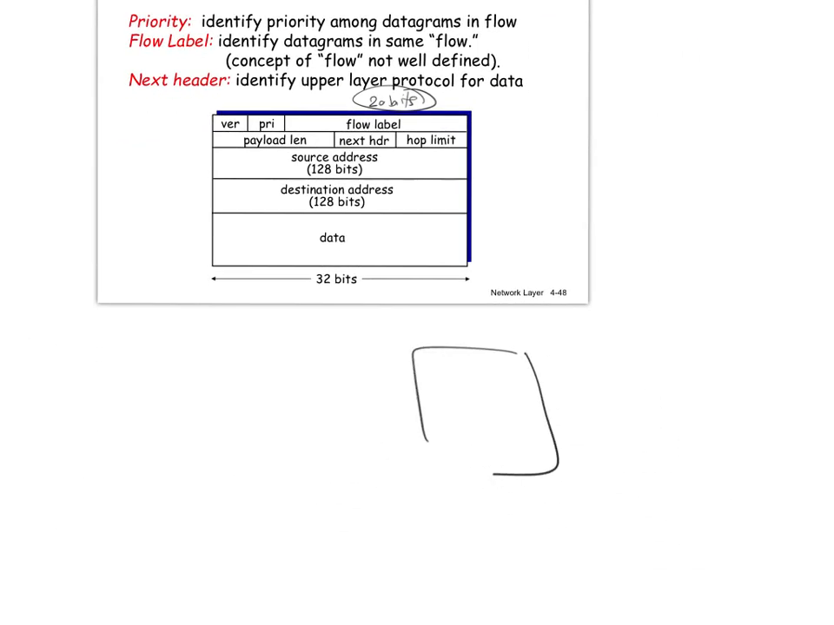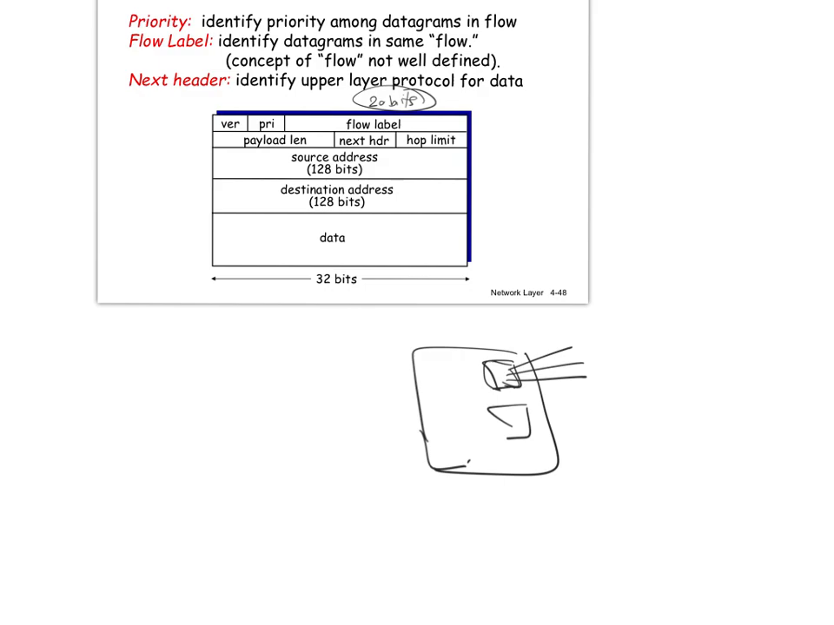Meaning, if I have a host, and this host has some processes running, these processes produce some packets or some data. There could be a process like a web browser. This web browser has content. This content has video, audio, graphics, text, things like that. Each of these is actually a separate flow.